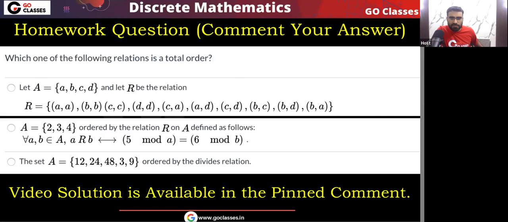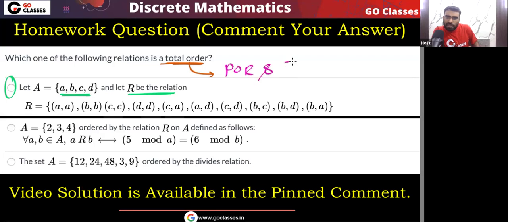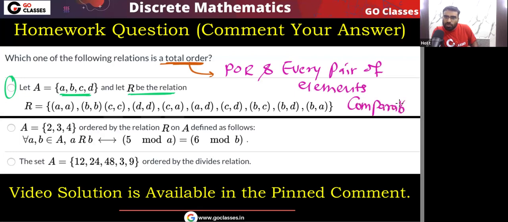Okay, so let's see the first one. This is the base set. R is a relation. This relation is given to you. First, what will you check? I want to check total order. So for total order, what do we need to check? We need to check: is this a partial order relation, and is every pair of elements comparable? Yes or no?